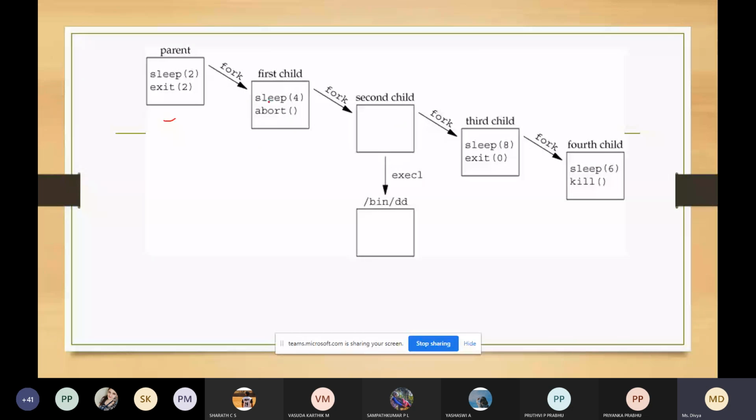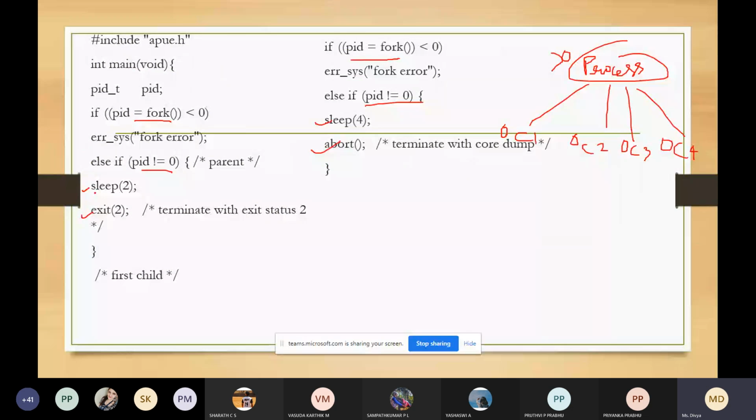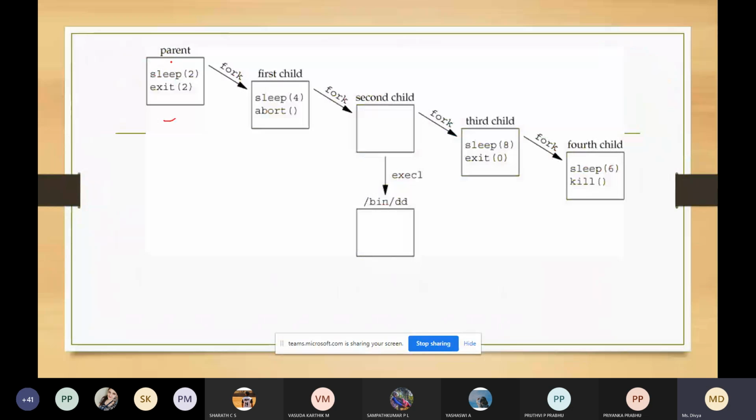So similarly, what are the related functions we have? Here are the different functions. First one is sleep 2 and exit 2. Similarly, the first child has these, the second child has EXE, the third one has sleep 8 and exit 0, and the fourth one has sleep 6 and kill functions.